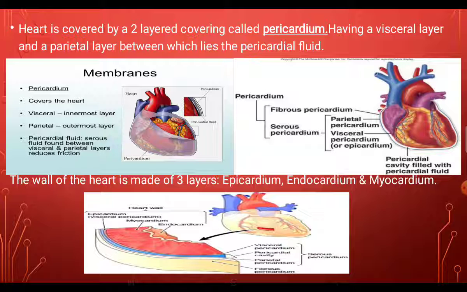Now, what is the constitution of your heart muscle? Your heart muscle is made of three layers. The epicardium, which is the outermost layer, the myocardium, which is the middle layer, and the endocardium. Endo means inside. Endocardium is the innermost layer of your cardiac muscle.